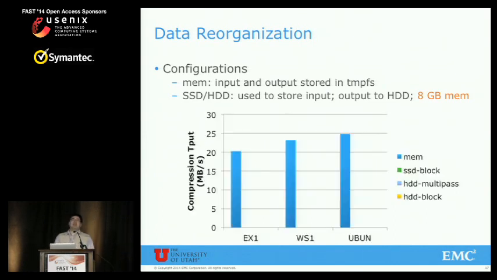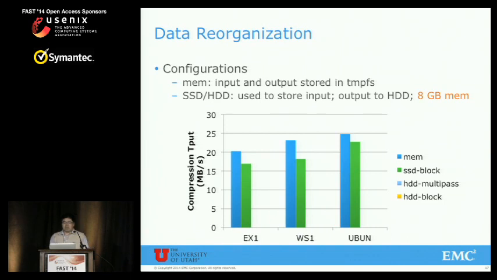The memory case always gives us the highest throughput because there's no disk I/O involved. Then if we use SSD to store the input file, it gives reasonably good performance. Then if we use a hard disk drive to store the input file, we find that the intuitive block approach gives much worse performance. And the multi-pass approach does improve the throughput.